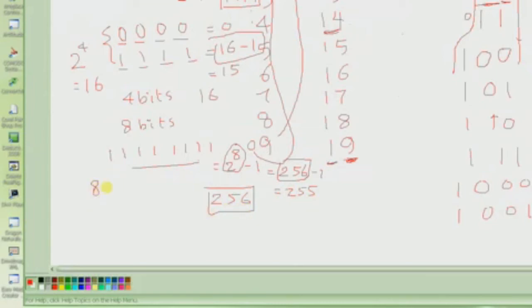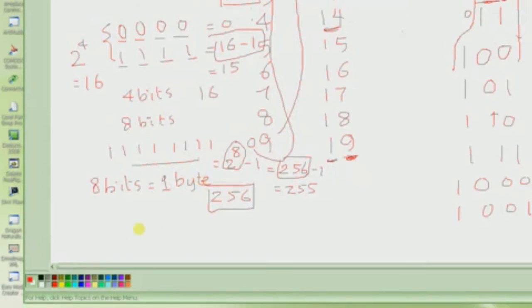This 8-bit location, or 8 bits, is called 1 byte. Whenever I say 1 byte, you should remember that it is actually 8 bits, and the maximum number that we can write in 1 byte is 255. The smallest number is of course 0.